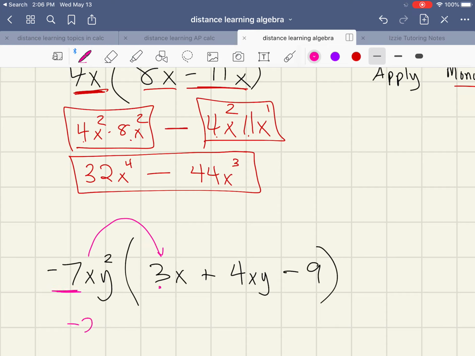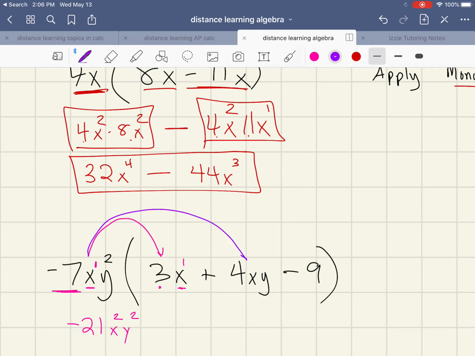-7 times 3 is -21. We have an x to the first times this x. Again, I'm multiplying the same base together. I add the exponents and I get 2. There's no y component there, so the y squared is just going to be y squared.